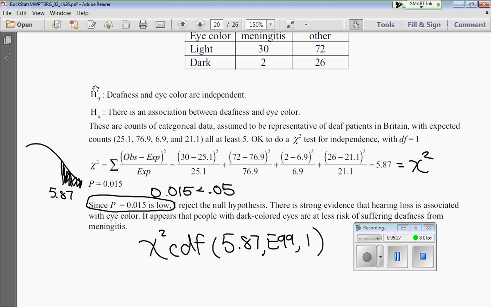Yes, ma'am. The conditions for any chi-squared test are randomization, and the expected counts have to be at least 5. We don't know if it's random, but we're going to assume representative. Then we checked the expected counts, which showed up in our matrix B in our calculator, and they were all at least 5. Okay? Good question. Anything else question-wise here?